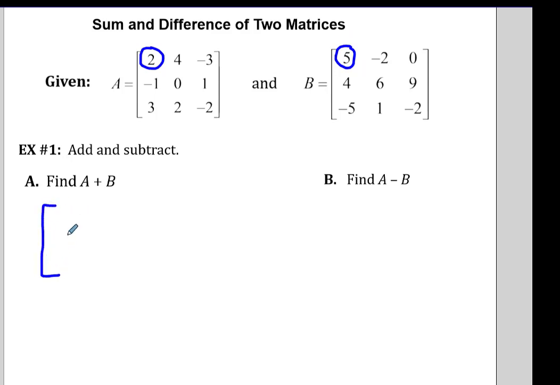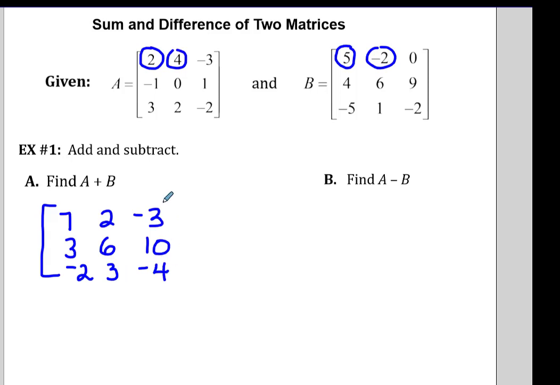And following that procedure, we would get 2 and 5 is 7, and moving across to the next element, 4 and negative 2 would add up to be 2. And then negative 3 and 0 is negative 3. And moving on to the second row, we're going to find 3, 6, and 10 for row 2. And then moving on to row 3, we have negative 2, 3, and negative 4 for that particular sum of the two matrices.